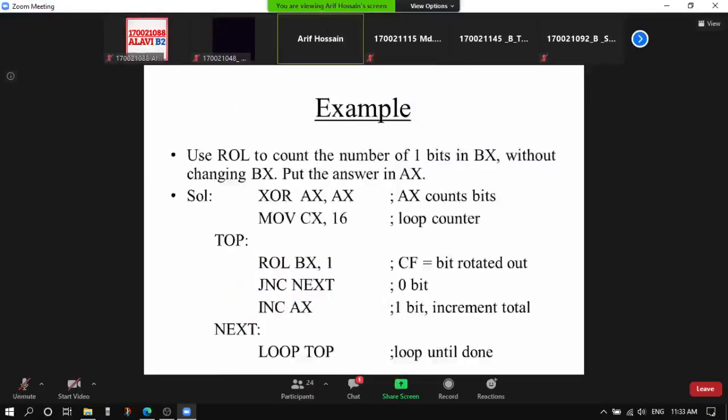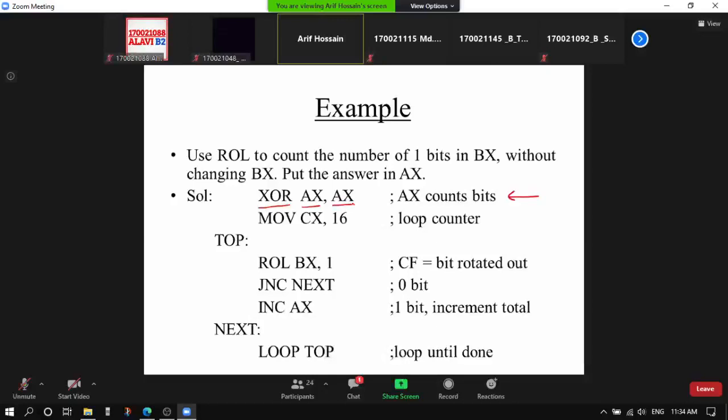Moving forward, this is an example. Look at this example. Now things might get a little complicated. Tell me why this line is there, why we are performing XOR AX, AX. Before going to the question, I have asked you this. What will happen? Sir, it clears AX. It becomes 0. Exactly, your AX becomes 0.